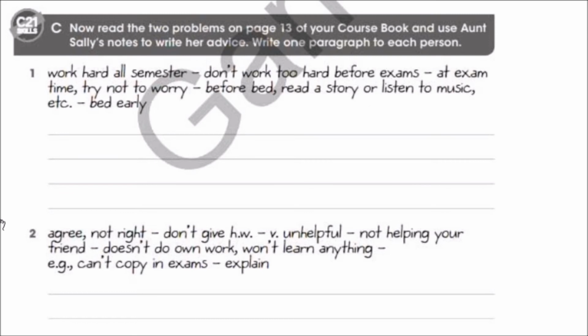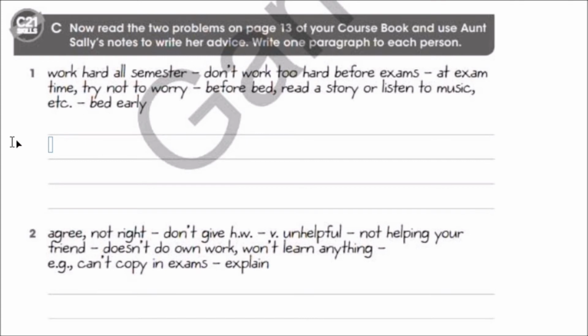Now, these are the answers for the questions that we had in the course book. You have to write these again in the workbook. You can use Aunt Sally's notes. These are Aunt Sally's notes. You can use them to write 1 paragraph to each person. You can do this by yourself. It's not hard. I'll give you some possible answers you can use.